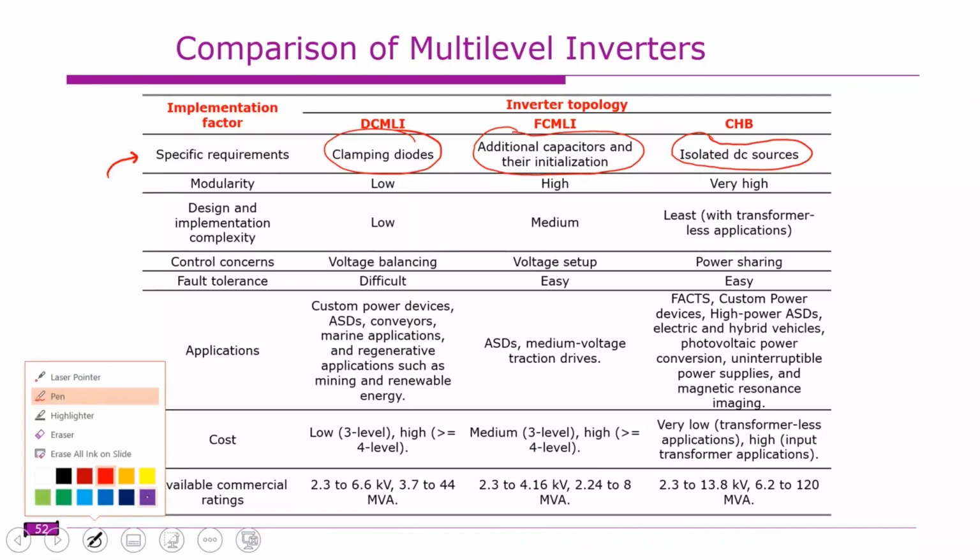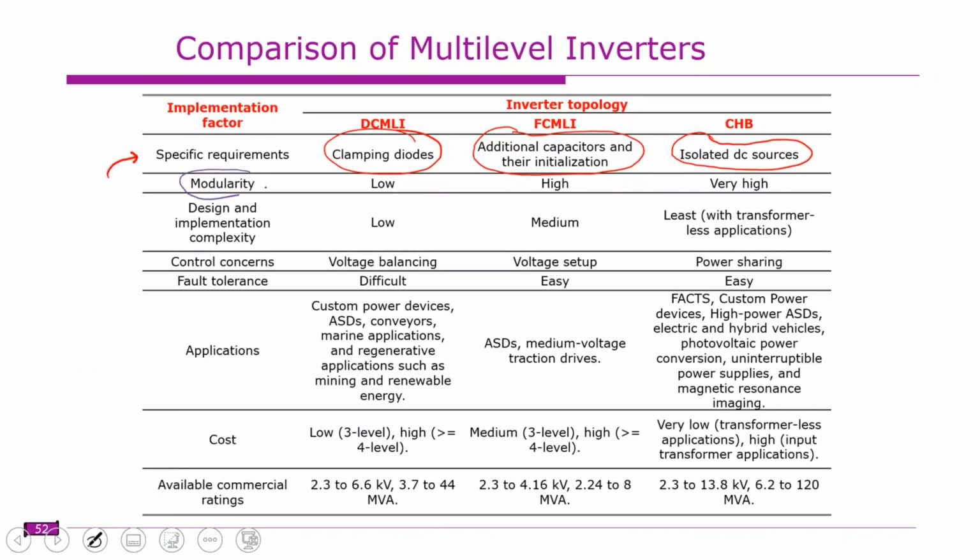Next you have modularity. As we discussed, for diode clamp modularity is low. For flying capacitor it is high, whereas for cascaded H bridge it is very high.